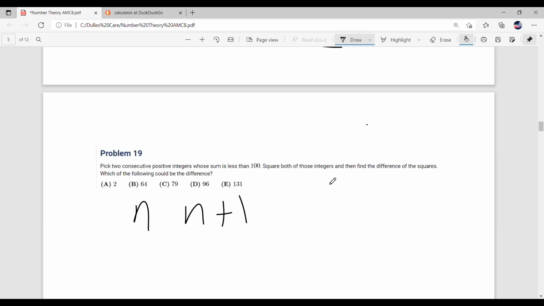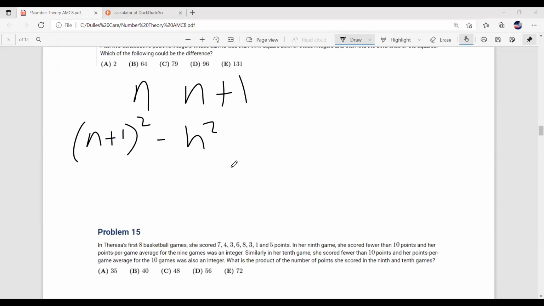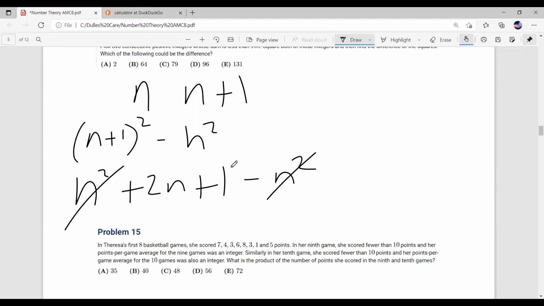So let's square them, shall we? n plus 1 squared minus n squared. We want to find their difference, right? So n plus 1 squared is n squared plus 2n plus 1, and then we subtract n squared. So we could cancel the n squared and the n squared to get 2n plus 1. All right. So our answer is 2n plus 1.